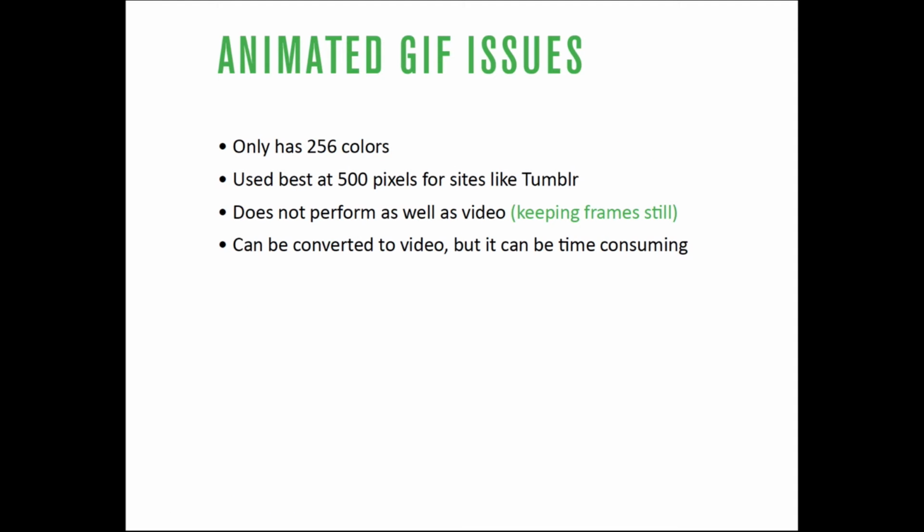Some issues with animated GIFs: it's limited to 256 colors. So you would want to select 256 colors when you export it, and also leave it at 128 dither. You don't want to mess too much with the color and the dithering. It's also best used at 500 pixels for sites like Tumblr, so keeping it at a small pixel size helps. They may not be as smooth in performance as video.